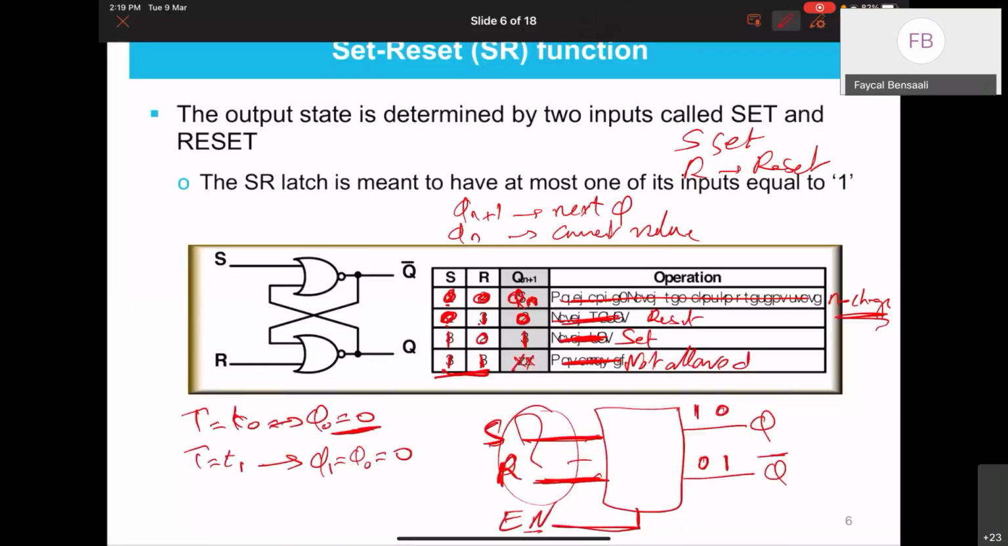We will do it in the next lectures. Not today, but in the next lecture. But for now, you need to understand that we have two outputs, Q and Q bar. One is the opposite of the other. And now this is the SR function. This is how it works. Is this clear? Is this clear so far?